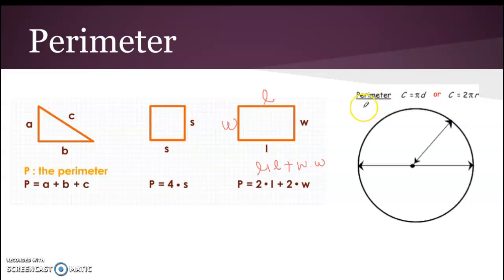Now, if we're talking about the perimeter of a circle, remember that's like the outside of the circle. That's known as the circumference. And to find the circumference, it is 2 pi d or 2 pi r.